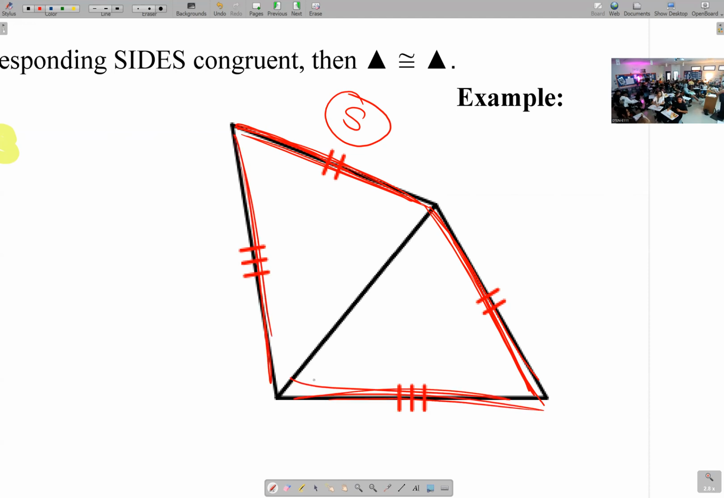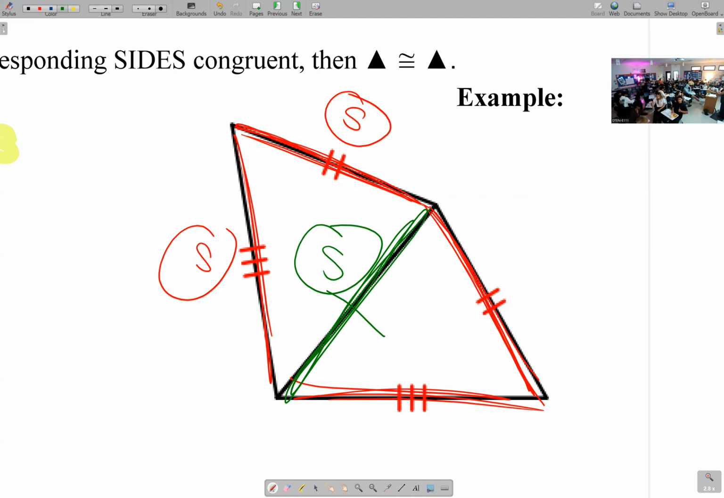Here we have a pair of, got it? This is a shared side. It's automatically congruent even if it's not marked. So it gives us another pair of sides. So that's called side, angle, side.